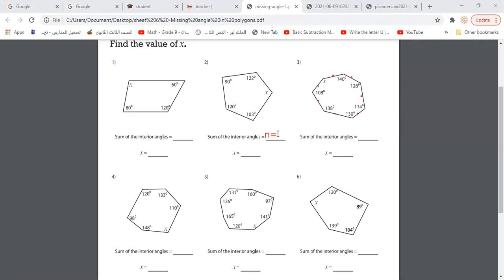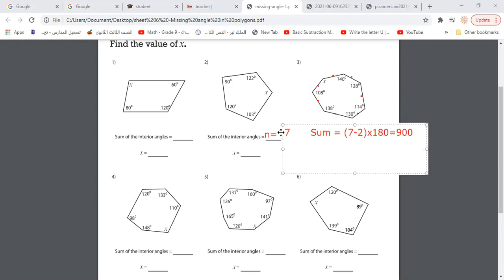Now, we want to calculate the sum. So the number of sides equals 7. Then the sum, it will be what, Ahmed? We will remove n and put 7 instead of it. So it will be 7 minus 2 times 180. 7 minus 2 is 5, times 180. 5 times 180 equals 900. Okay, after that we want to find the value of x.